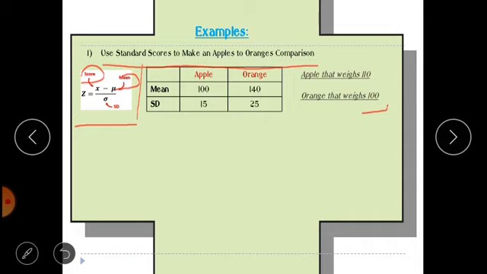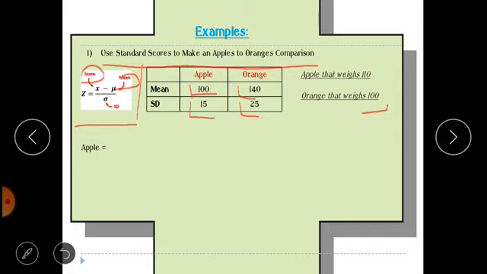Okay, so sa apple, yung mean niya is meron siyang 100. And then, yung standard deviation niya ay meron siyang 15. While din sa orange, yung mean ay meron siyang 140. And then, yung standard deviation niya is meron siyang 25. So, ang kukunin natin ay yung z-score ng bawat prutas. So, sa apple, halimbawa, using this formula, z is equal to x minus mu over standard deviation.